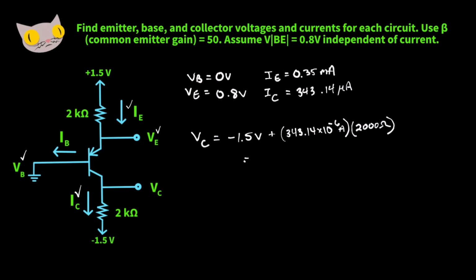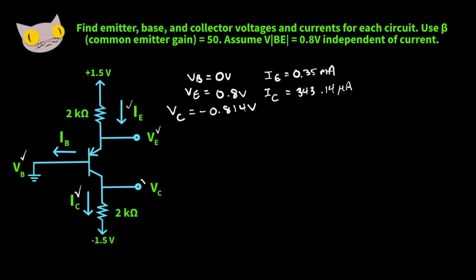This is going to give us a value of negative 0.814 volts. So we got our collector voltage. Lastly, let's find our base current. So the base current is going to be equal to the collector current over the common emitter gain. So that'll be 343.14 times 10 to the negative 6 amps over 50.